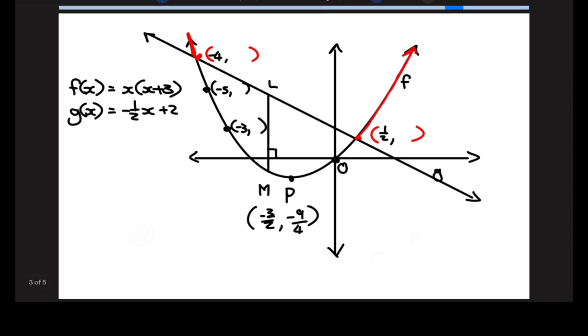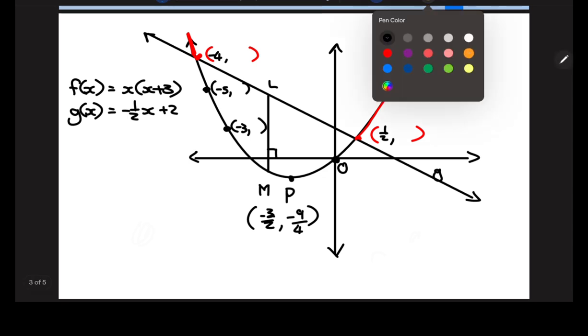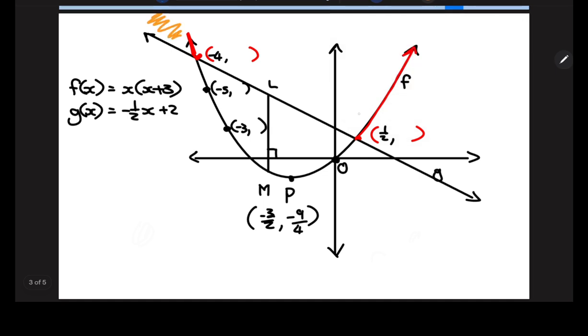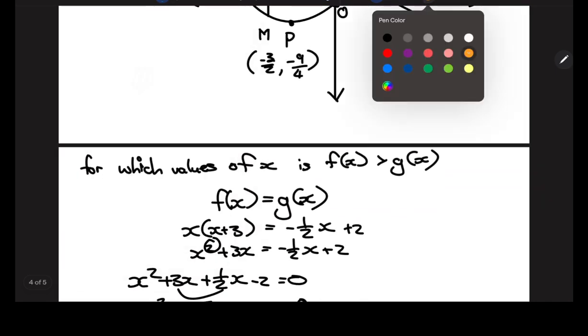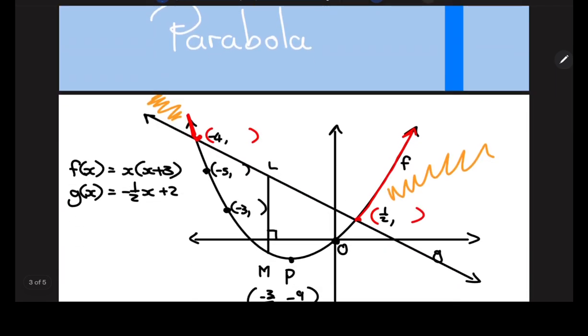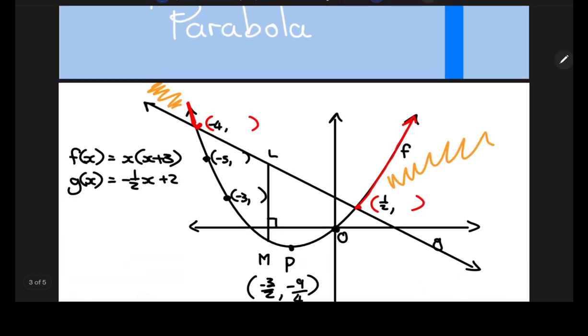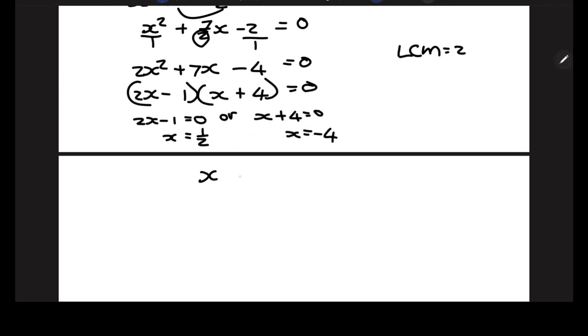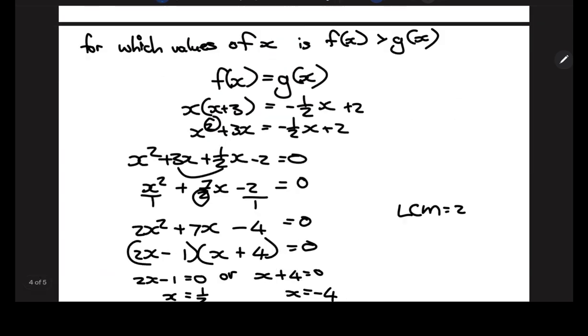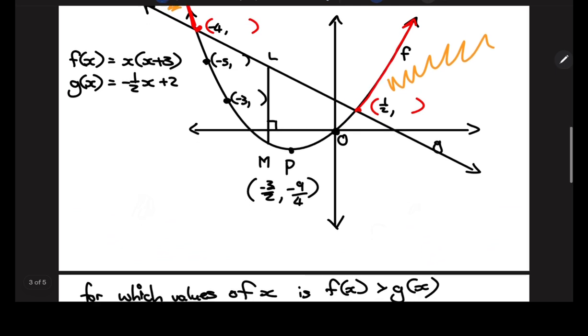I need to find for which values of x is f of x greater. So let's just color that in. It's this piece here and this piece here. So how do I write it? It will make sense if it's anything smaller than negative 4 and anything greater than a half. Let's just write it: x is smaller than negative 4, or x is greater than a half. I just want to make sure it's fine. Smaller than negative 4, yeah.